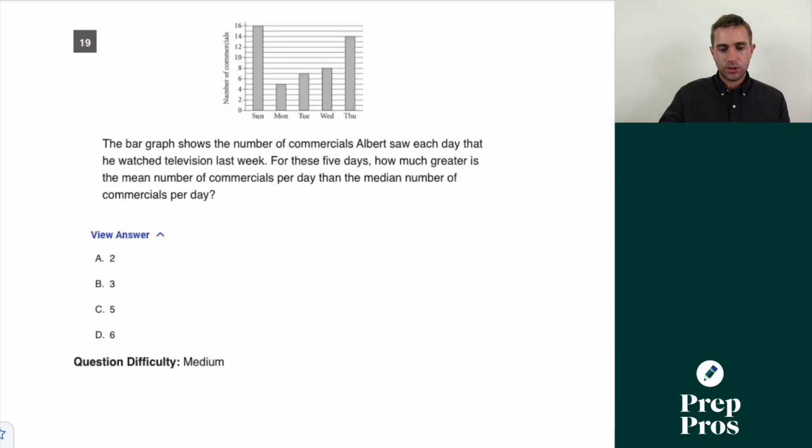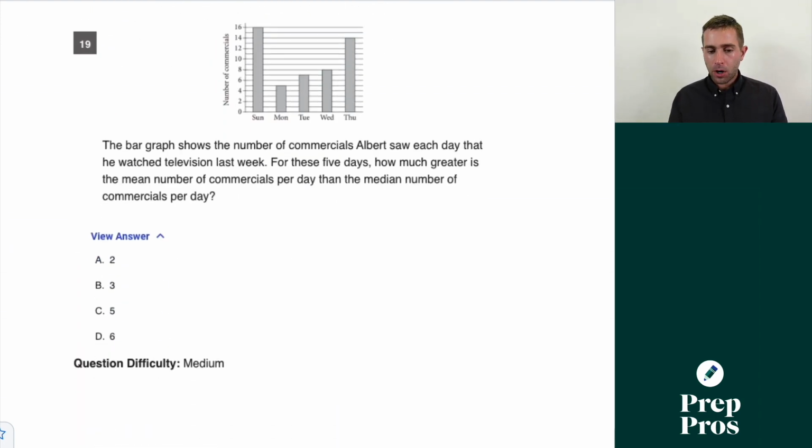All right, question 19 here. The bar graph shows the number of commercials Albert saw each day that he watched television last week. For these 5 days, how much greater is the mean number of commercials per day than the median number of commercials per day? Well, median is going to be when ordered from smallest to largest. So I'll order these from smallest to largest.